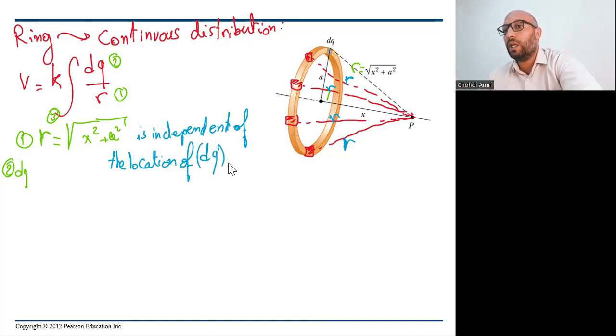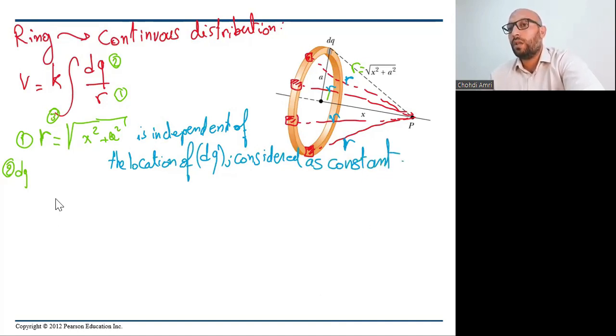So to be considered as constant. Okay? That's all. We will keep the Q because we will talk about the integral of dq, because there is no relationship between R, the distance, and dq.